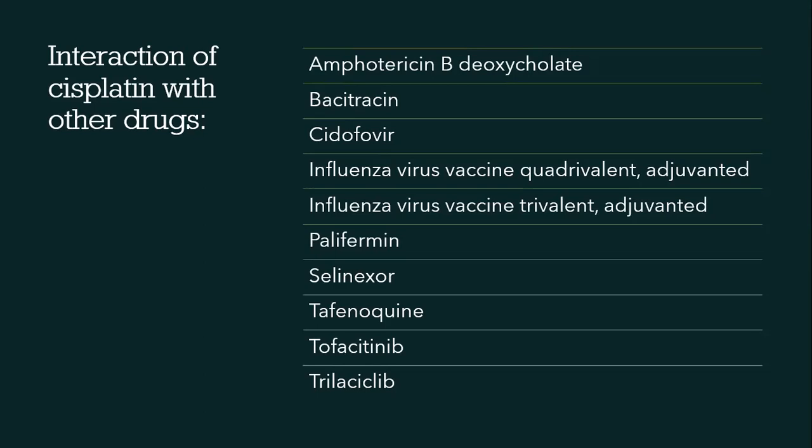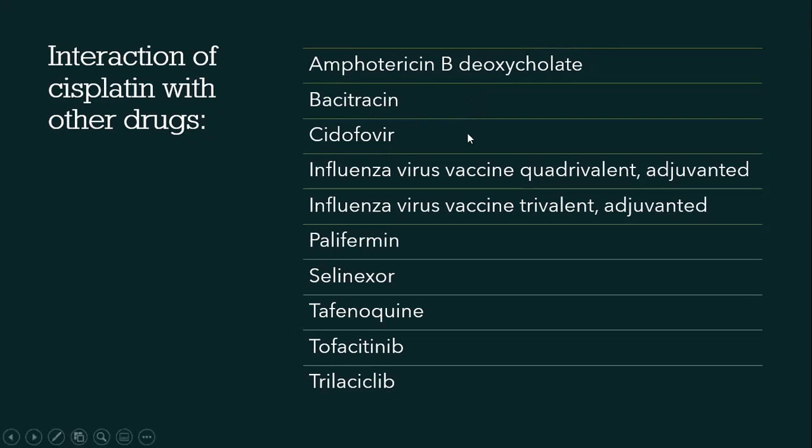So our first drug is amphotericin B deoxycholate. If it is administered along with cisplatin, it can cause nephrotoxicity or ototoxicity or both. The same is the case with the drugs bacitracin and cidofovir. When these are given with cisplatin, or even if cisplatin is still in our body plasma, it can lead to nephrotoxicity or ototoxicity or both.